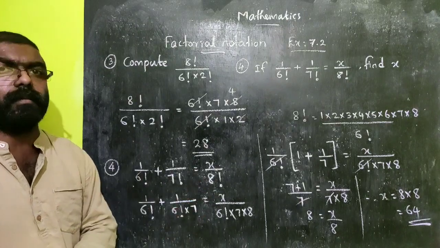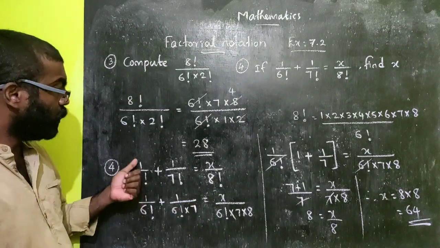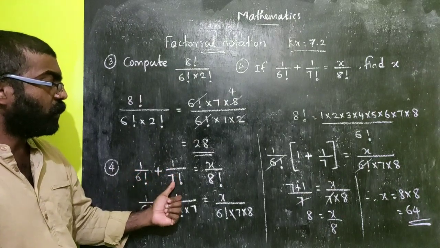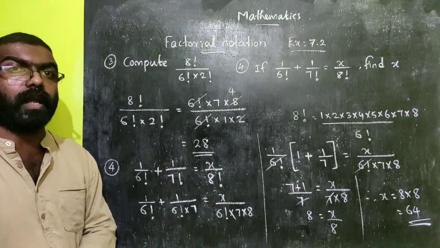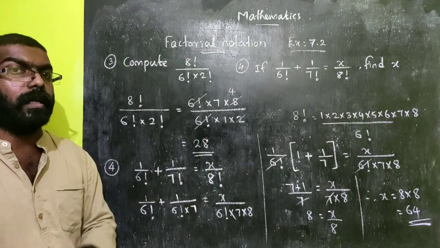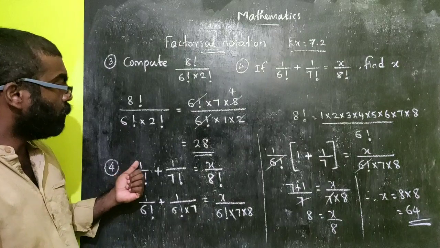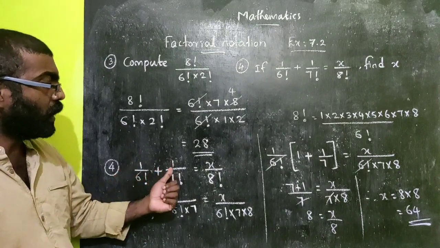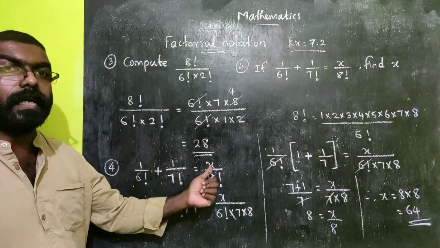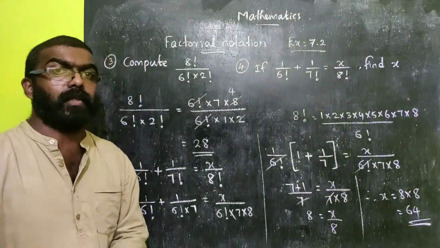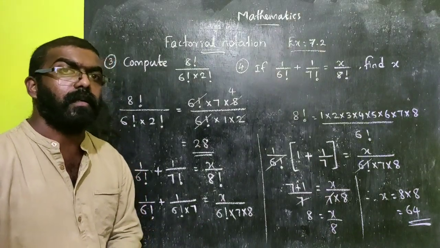Okay. So if this type of question is asked for 1 mark, then you have to write the square of the large number. For example, if it is 1 by 7 factorial plus 1 by 8 factorial equal to x by 9 factorial, then the answer will be 9 square, 81. Similarly, if it is 1 by 8 factorial plus 1 by 9 factorial is equal to x by 10 factorial, then the value of x will be 10 square, which gives 100.